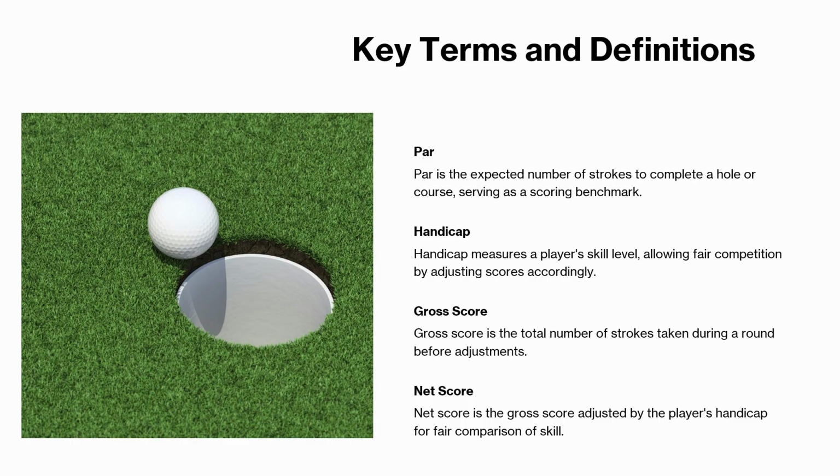Gross score is the count of the number of strokes that you played on a particular hole. Net score is the gross score that you've recorded, adjusted by the player's handicap. And we'll give you examples of how we do that later on.